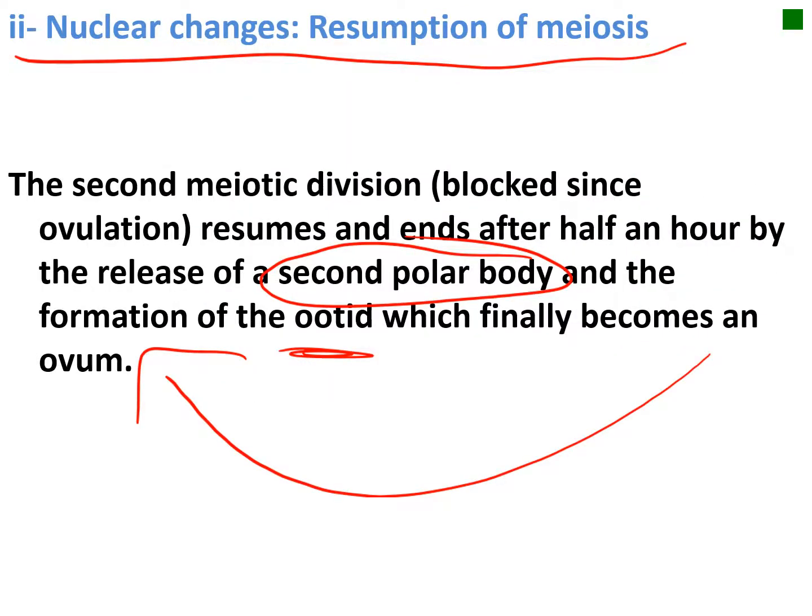Nuclear changes: resumption of meiosis. The second meiotic division, which was blocked since the ovulation, resumes and ends after half an hour by the release of the second polar body and the formation of the oocyte, which finally will give what is known as the ovum.